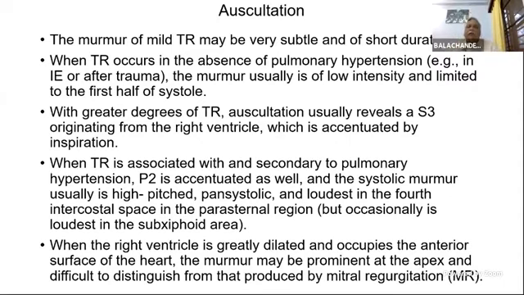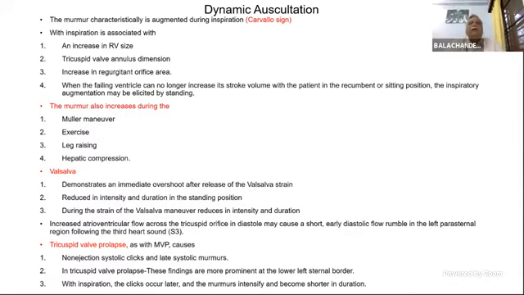Now, when we come to dynamic auscultation, next slide. Dynamic auscultation is a very important point of TR. Next slide. And the most important part of the dynamic auscultation is called Carvallo's sign. This is the inspiratory increase of the TR murmur. And why does it occur? Inspiration is associated with an increase in the right ventricular size, an increase in the tricuspid valve annulus dimension, and an increase in the regurgitant orifice area.